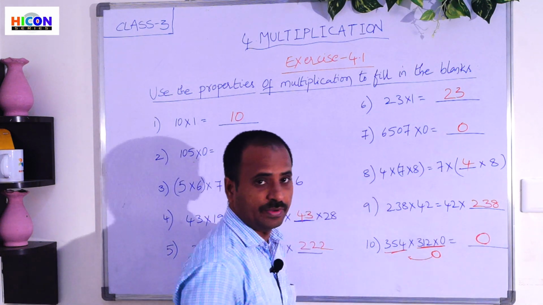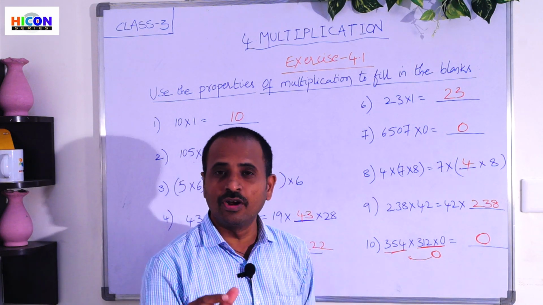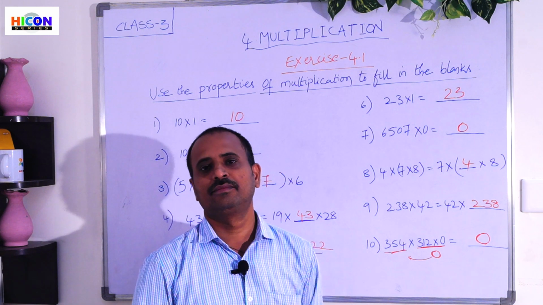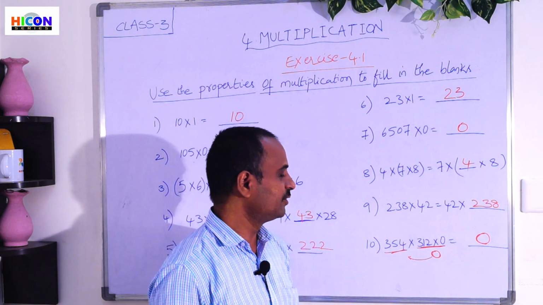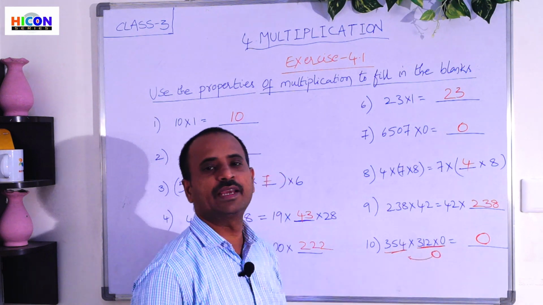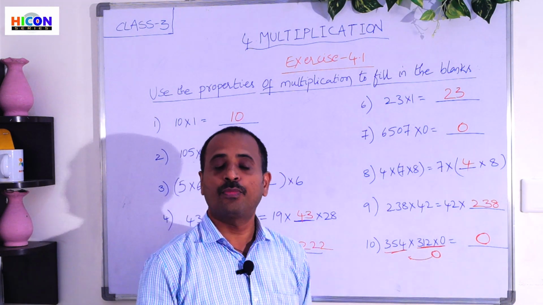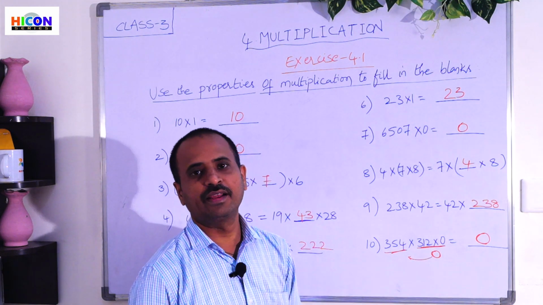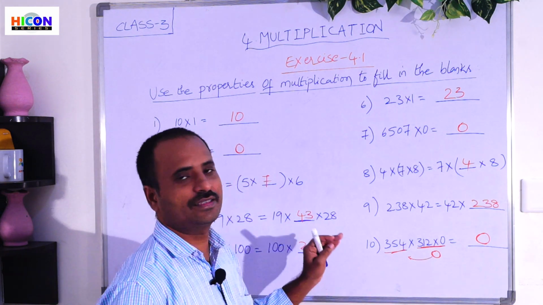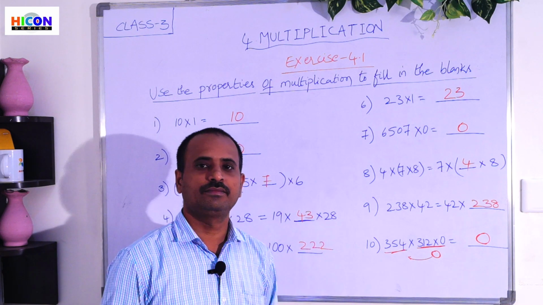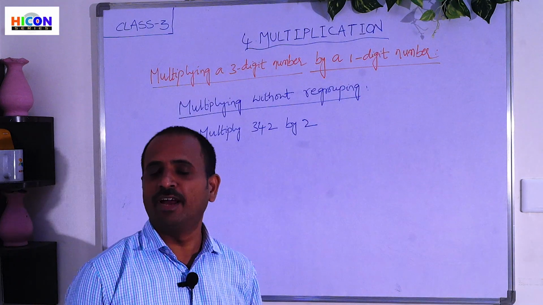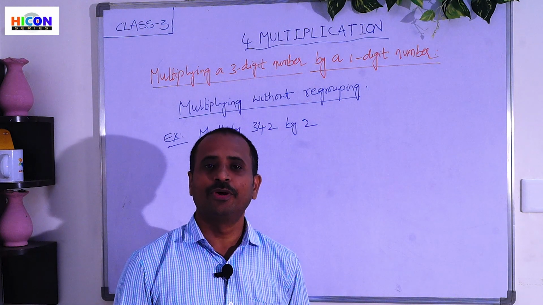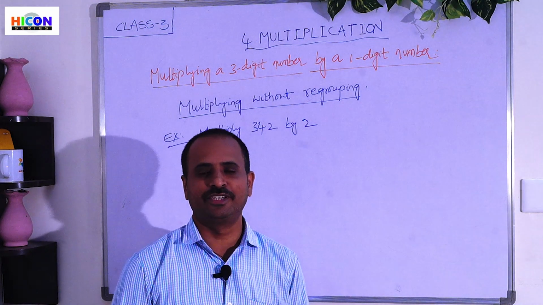So children, remember, if there is 0 in the multiplication, the total product becomes 0. Remember, if 0 is present in the multiplication, then the product is 0. So that's why write 0 in the blank. So this is exercise 4.1. Children, up to now we have practiced some problems in exercise 4.1 by using properties of multiplication.